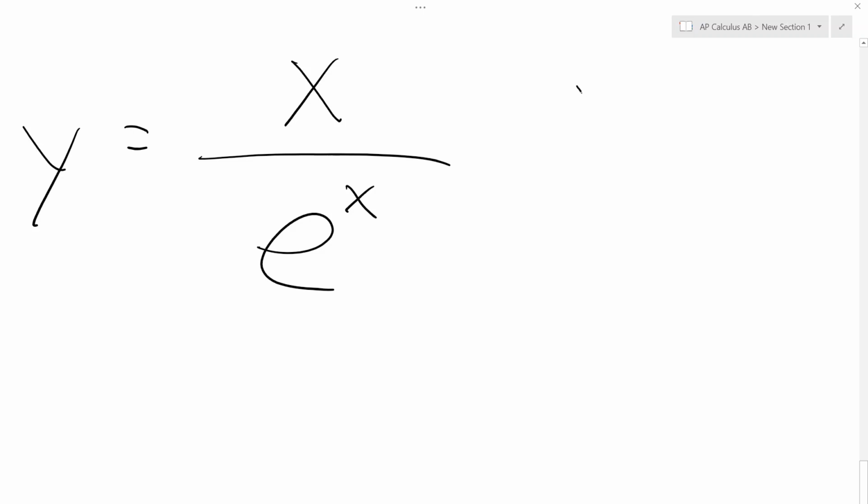If x gets really big, if x goes to infinity, the top x is going to get big. But e to the x is going to get huger. It's not a word. And so a number that's big divided by a number that's ridiculously gigantic, where's that going to go? It has to go to 0. So as x goes to infinity, this graph goes to 0. That's a horizontal asymptote.